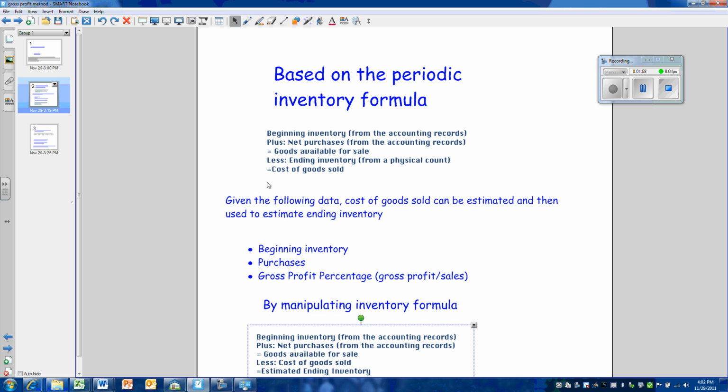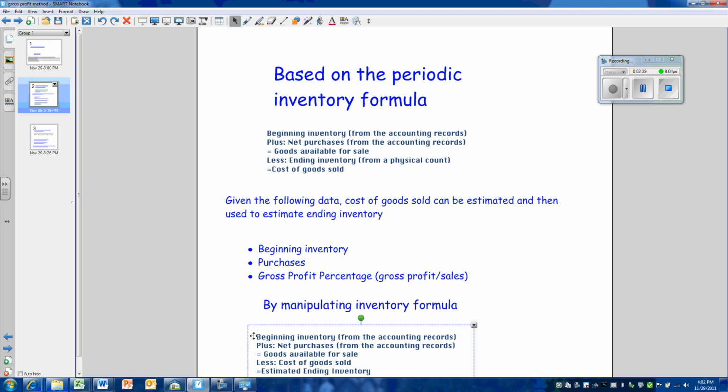Well, we can take the following data and we can estimate the cost of goods sold. We can then inject this into our formula to estimate ending inventory. The pieces of data we're going to need are the beginning inventory, the purchases, and a historic gross profit percentage. Remember, the gross profit percentage is gross profit divided by sales. When we have estimated gross profit, we can manipulate our inventory formula.